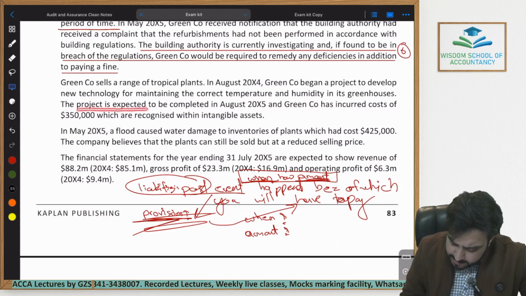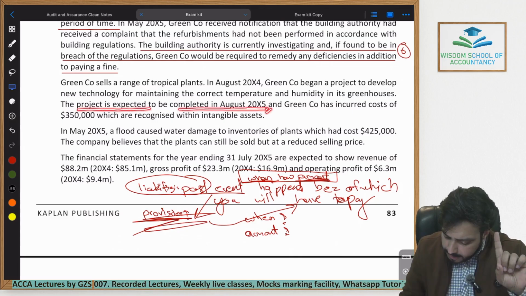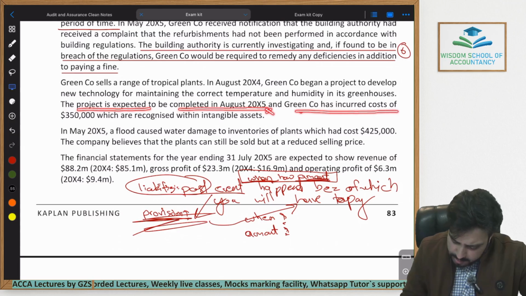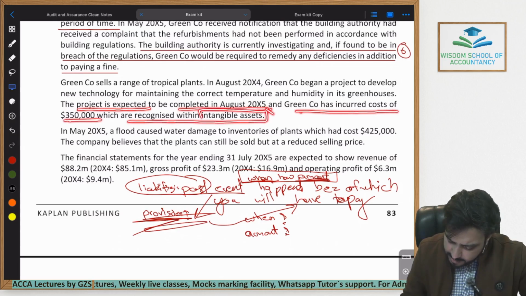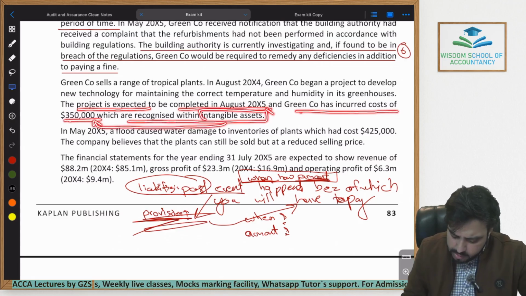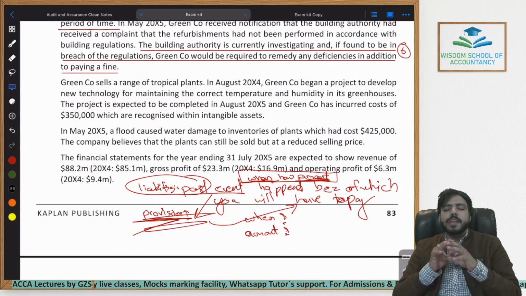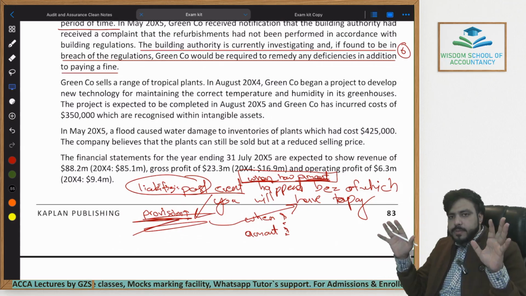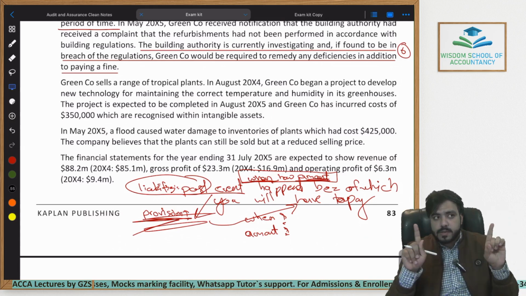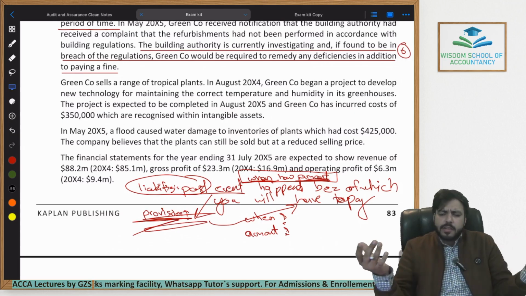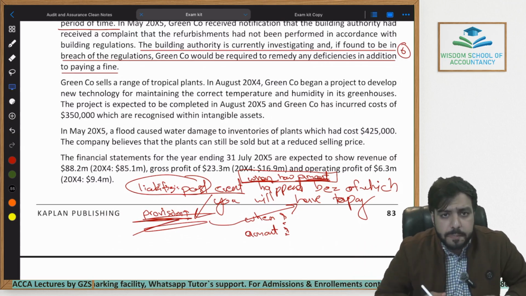The project is expected to be completed in August 2015, so it is not complete yet. And Green Corporation has incurred a cost of $350,000, which is recognized within intangible assets. So all of the cost that was incurred to make this new technology has been capitalized as an intangible asset. It has not been expensed out. Yes, obviously they can do it. You might think, yes, sir, that is 100% correct. They can do it, right?